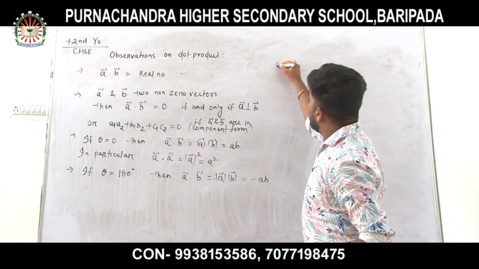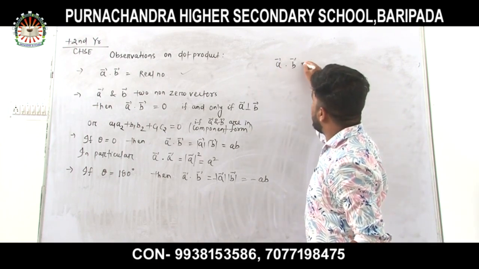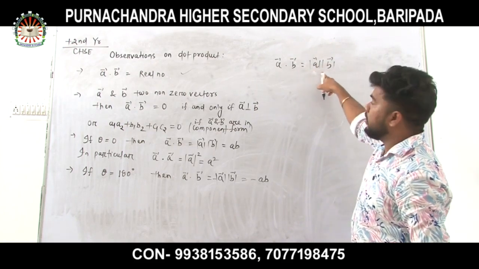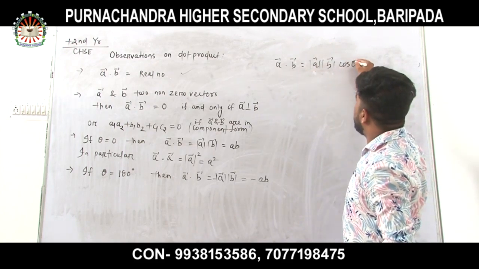We know the formula of dot product, that is, A dot B equals magnitude of A into magnitude of B cos theta.